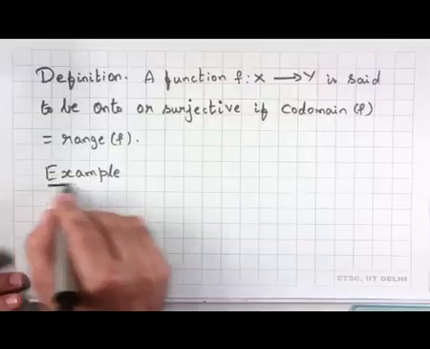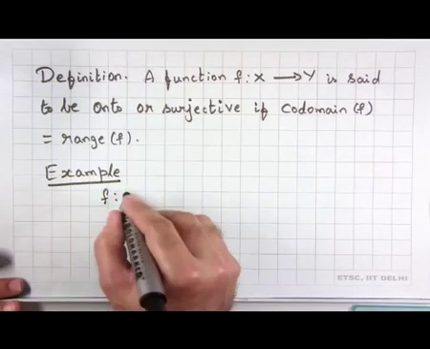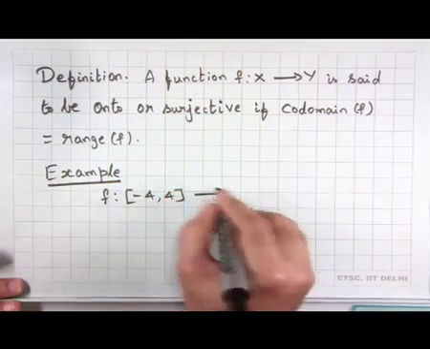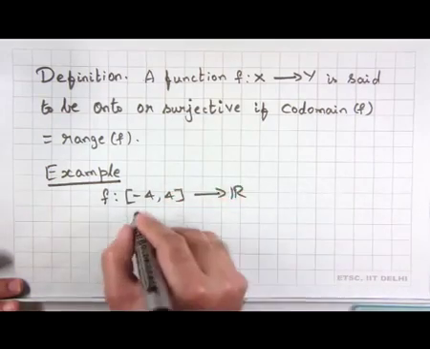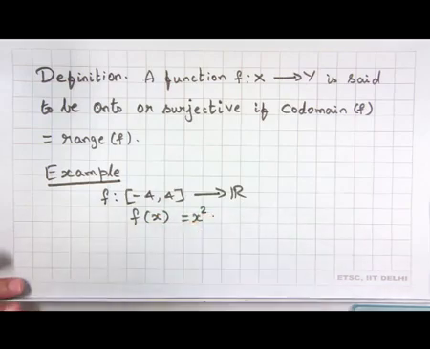Now, let us look at the same function that we had, f from minus 4 to 4 up to R given by f of x equal to x square. The question is, is f an onto function?